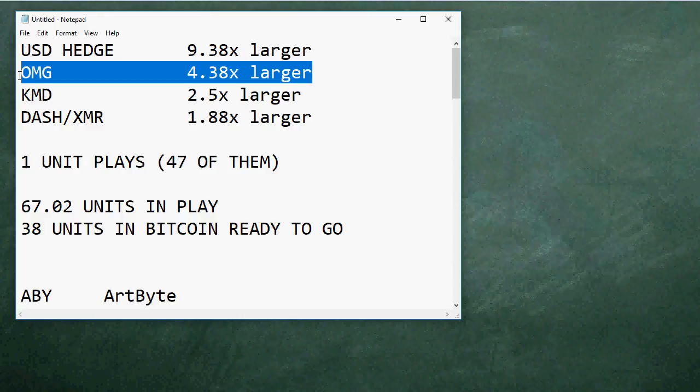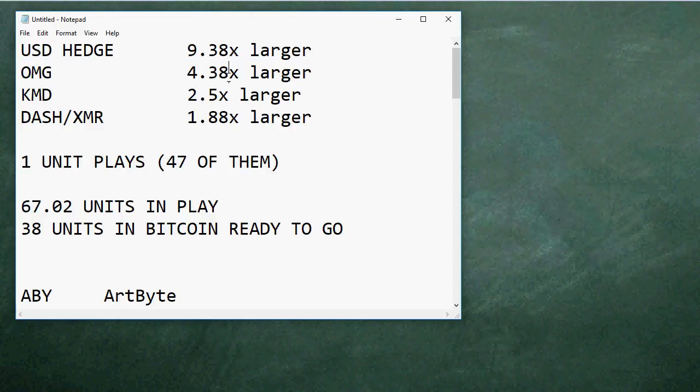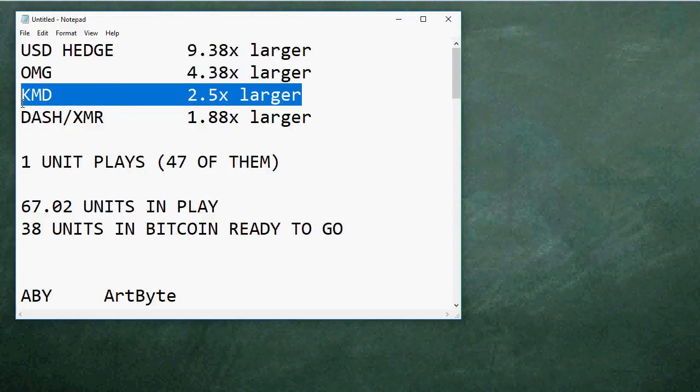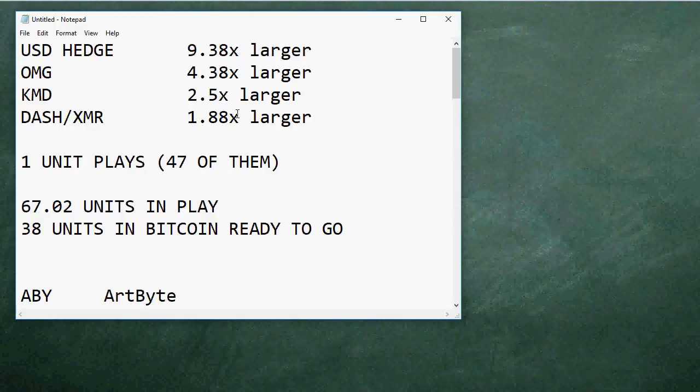OmiseGo, I have a larger stake size, 4.38 times larger than a normal size. Komodo, 2.5 times larger. I'm also trading this against Litecoin, and I'm also arbitraging it, so I've got multiple forms of trying to make profit with Komodo. And Dash and Monero, I'm doing 1.88 times larger as well. I have more Dash backed, and I'm trading it also against Litecoin, as I am Monero against Litecoin. I do have Dash in the portfolio a bit more in case it goes way higher, then I would sell it later. So those are the 1 unit plays.